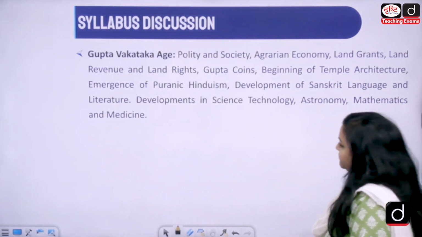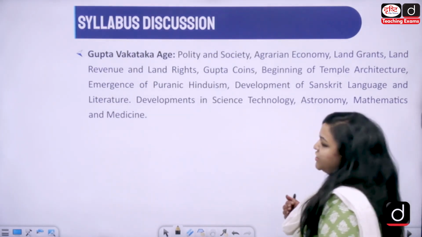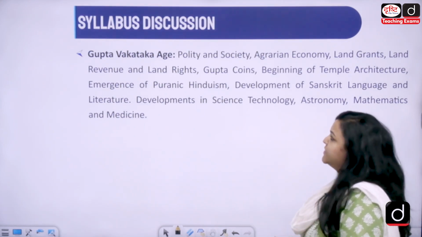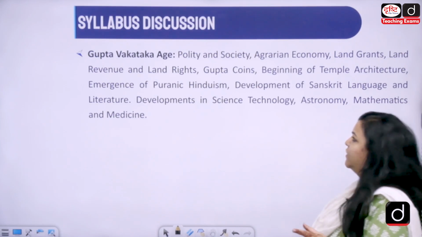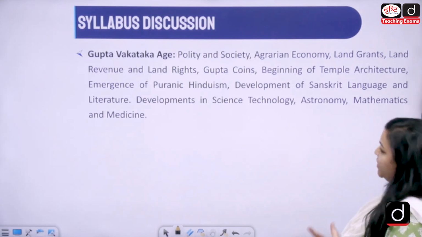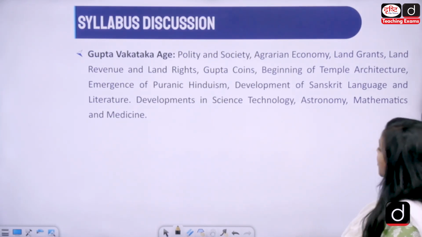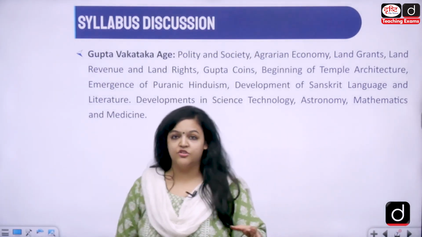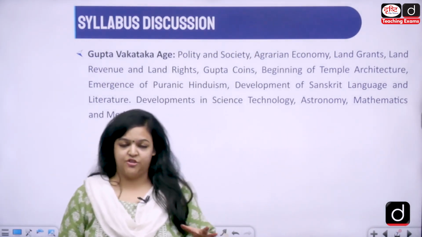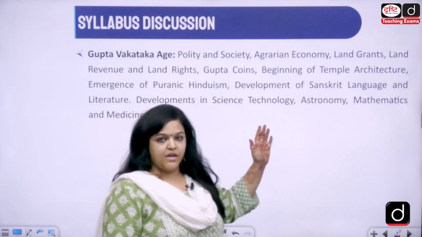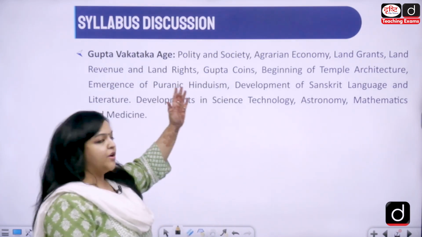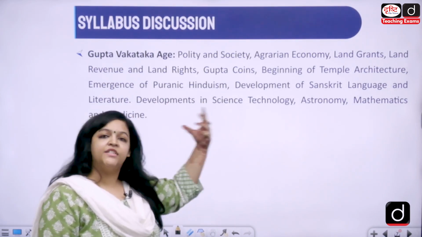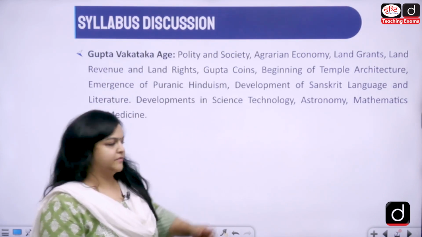Okay. Then we move on to the next big empire, which is the Guptas and the Vakatakas. So here again, we'll focus on society, economy, polity, their land grants, their coins, temple architecture, development of science, technology, astronomy, philosophy, etc. So all of this will come under cultural aspect. Society, polity and economy would be one aspect, or you can say the political aspect of the empire.